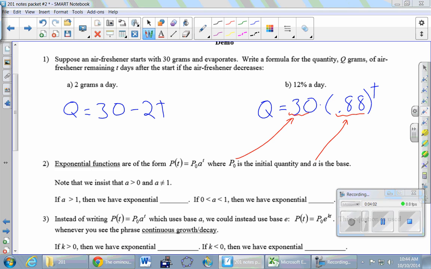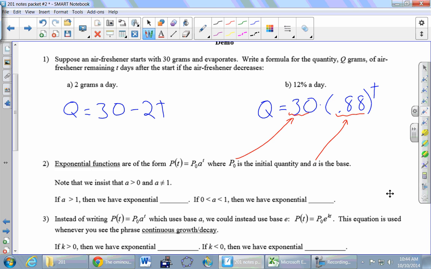Let's skip this sentence that Brendan just read and go to the next one. If A is between 0 and 1, which it is in this case, it's 0.88, then what kind of exponential thing do we have? That's an exponential decay, which makes sense because we're losing air freshener every day. But if that base were bigger than 1, then we would call it exponential growth. Yeah, so that's why we say don't let it equal 1.